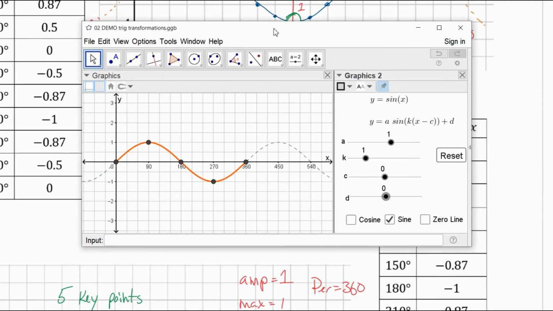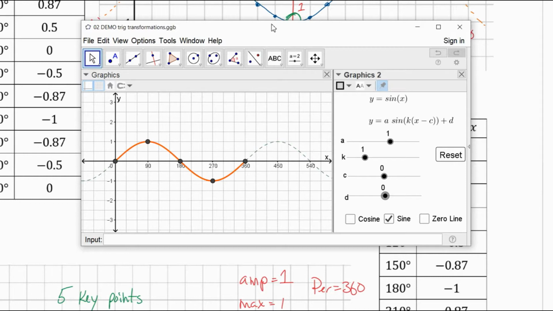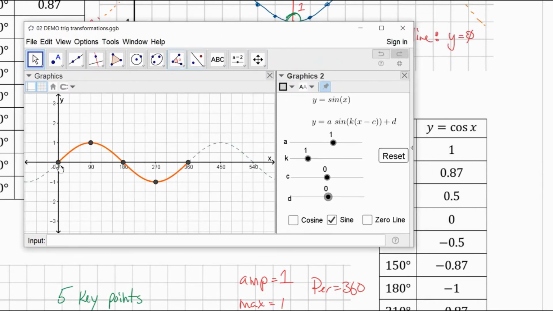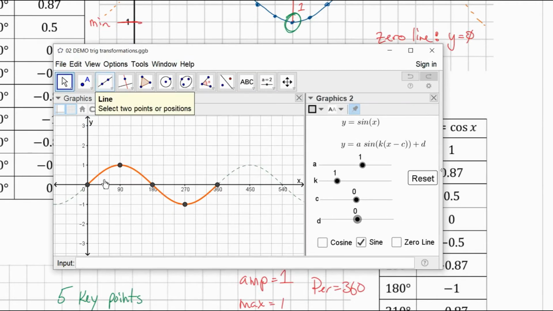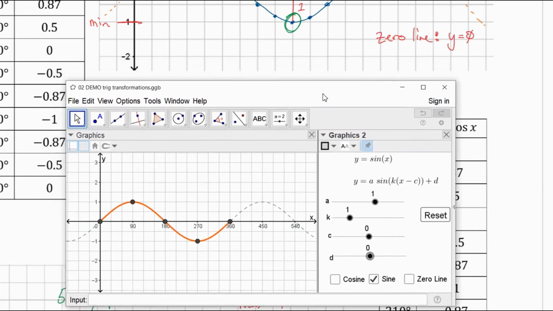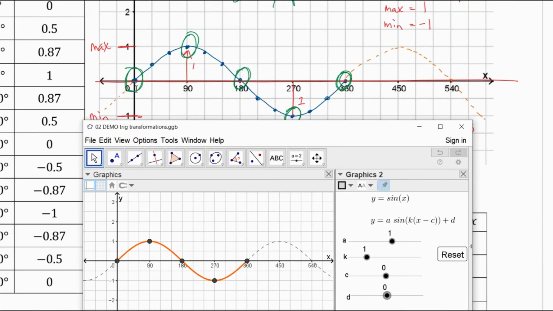demonstration using GeoGebra. Okay, this Amplitude applet is just for me. It's not one that you'll be able to find. But here's sine, and take a look at how it has the 5 key points. It's got the same scale, counting by 30s horizontally and counting by 0.5s vertically. So it's the exact same scale as the ones that we saw. And take a look at sine, how it starts at 0, at 90 it's at the max, and in this applet at 90 it's at the max again. So you can see that these are the same graph, okay?